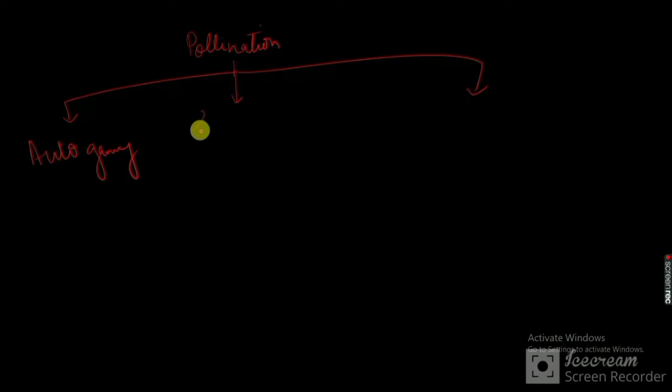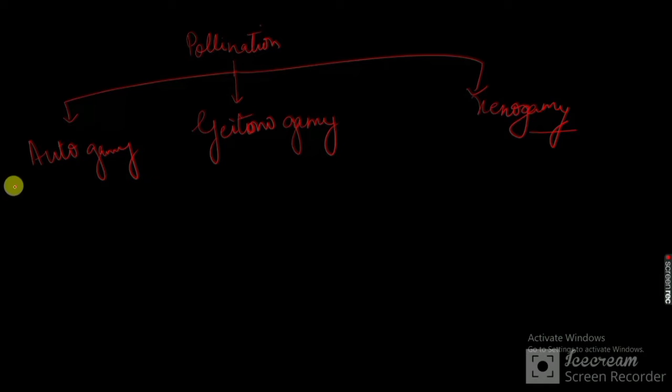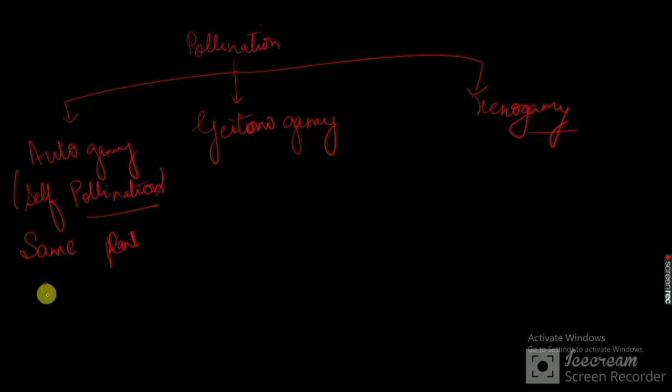Autogamy, geitonogamy, and xenogamy. In autogamy, it involves self-pollination. Means pollination occurs between the same plant and the same flower.